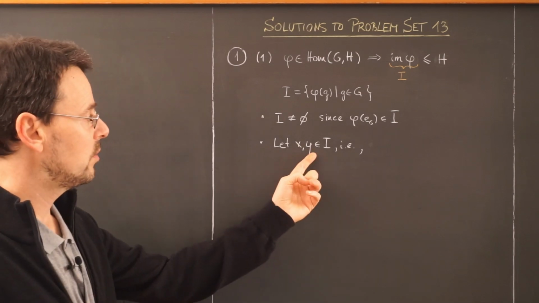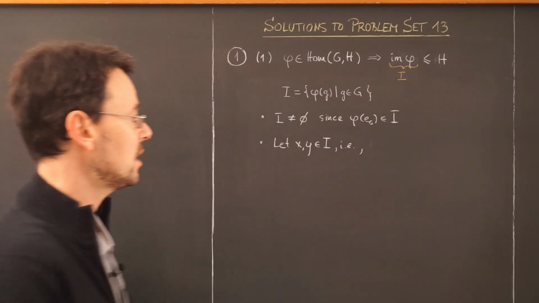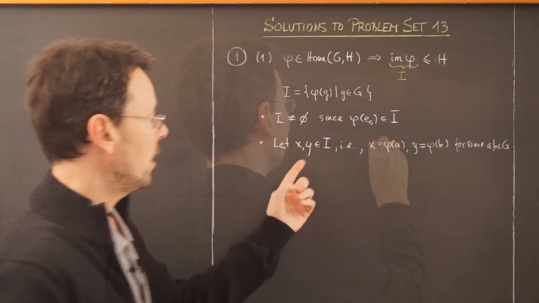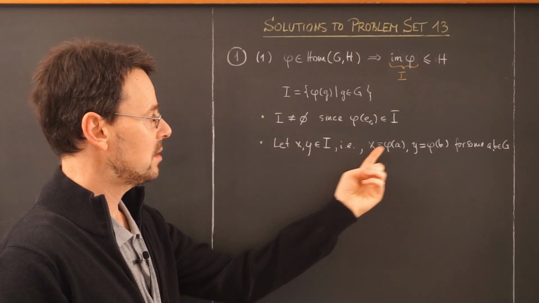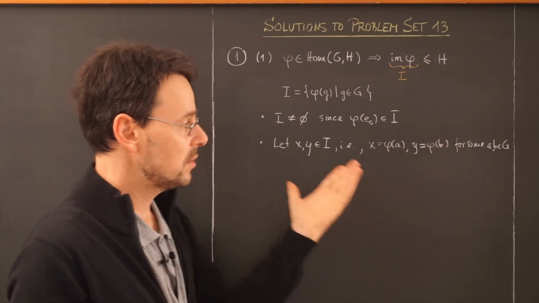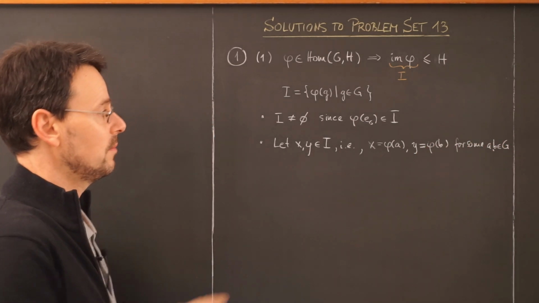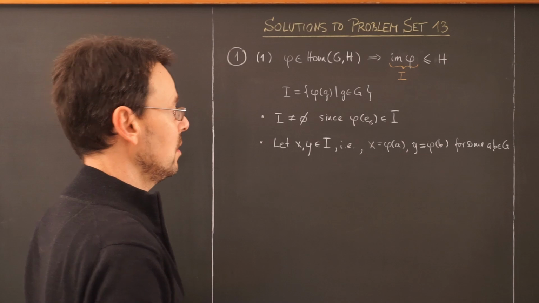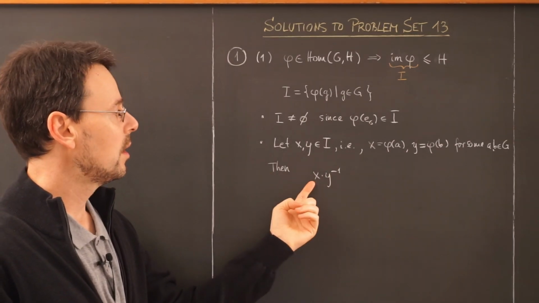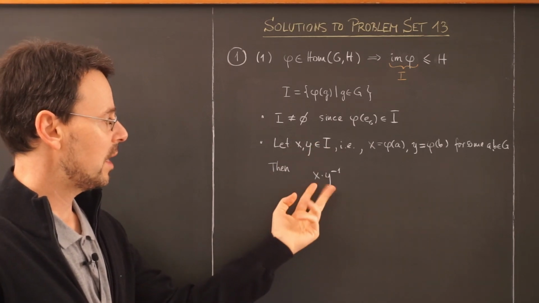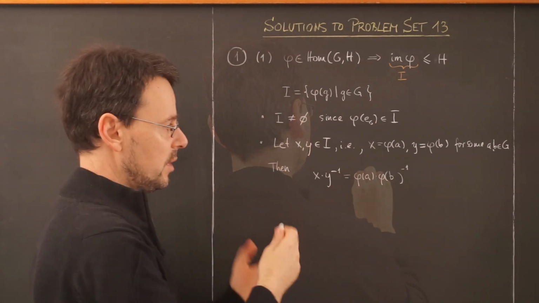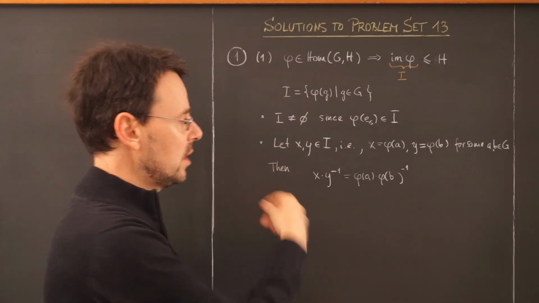Next, we take two arbitrary elements of this subset. And now by the definition of the image, X and Y can be written like that. X is phi of A, Y is phi of B for some suitable elements of G. This means exactly lying in the image. And now all that is left to show is that then this here lies again in capital I, X dot Y inverse. But now we're using this. It's the same as the proof for the kernel, only in the other direction.